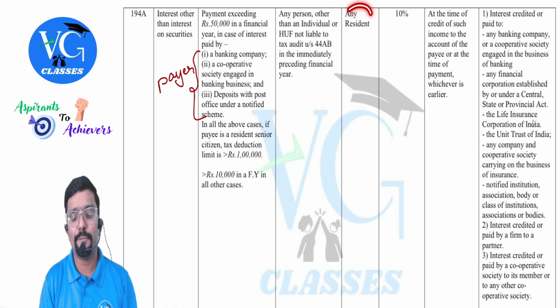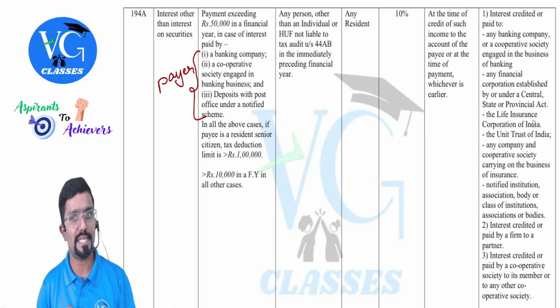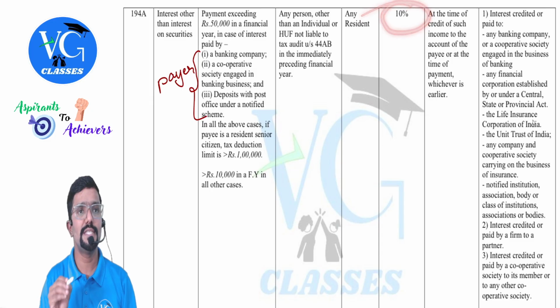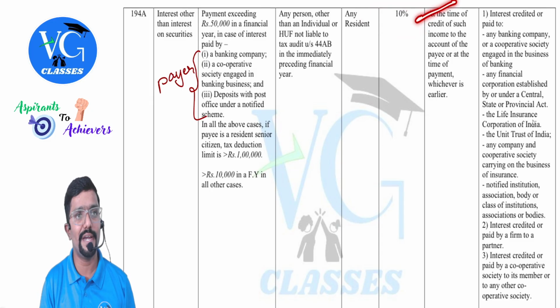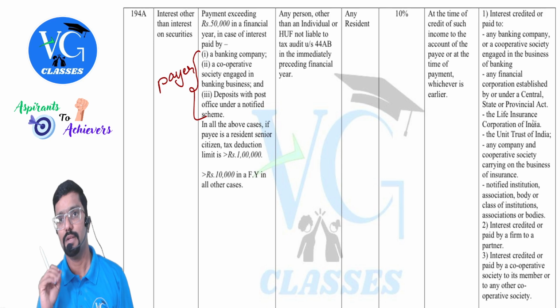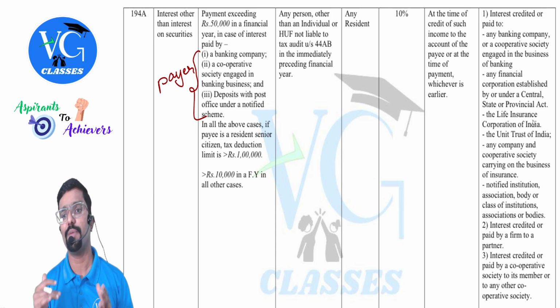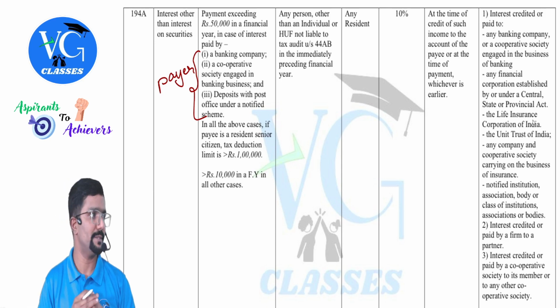Okay. Who should be the payee, sir? Any resident. What should be the rate of TDS? 10%. When has TDS to be deducted? At the time of credit or at the time of payment, whichever is earlier.